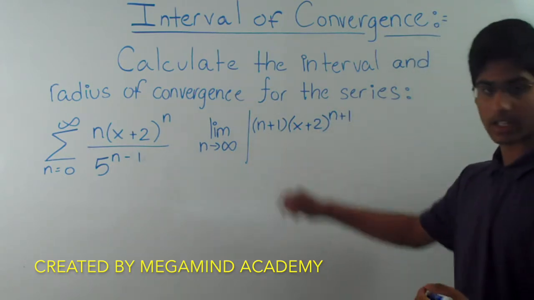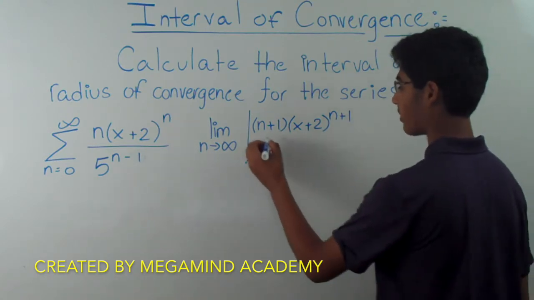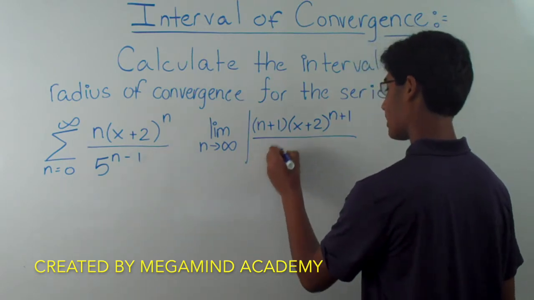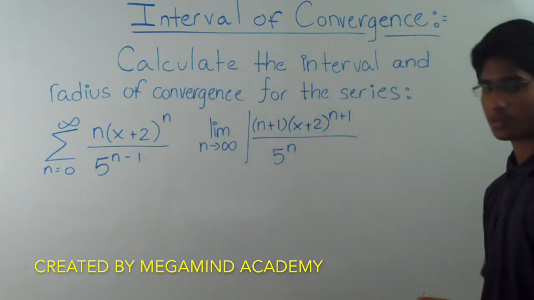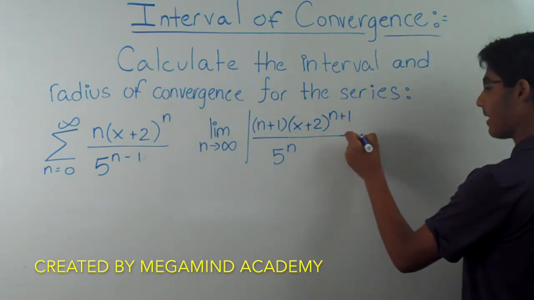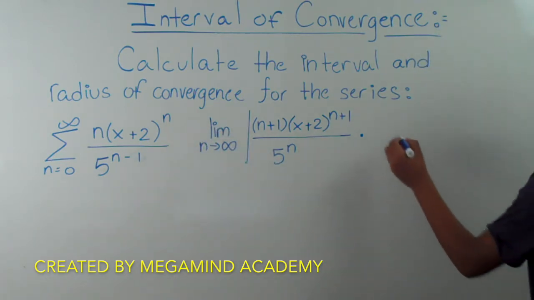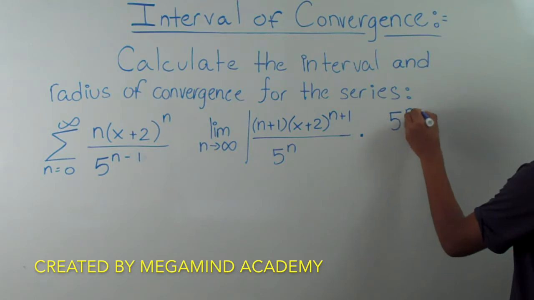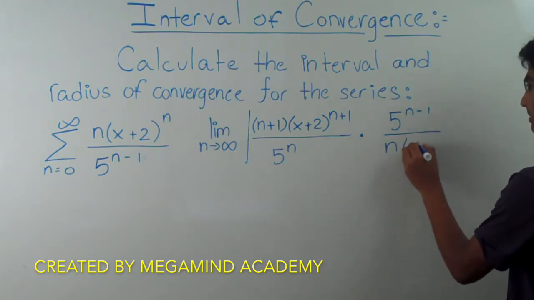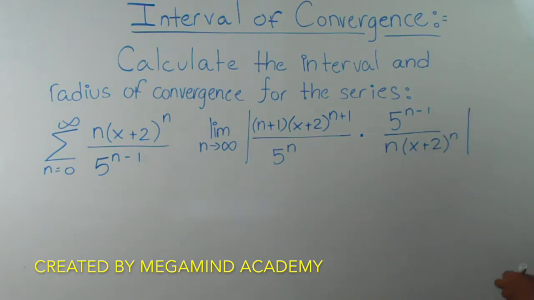Note that n will take the place of k in a sub k plus 1 over a sub k, over 5 to the n power, because n minus 1 plus 1 is n. And you divide by a sub k, or multiply by the reciprocal of this, which is 5 to the n minus 1 power over n times (x plus 2) to the n power. Absolute values closed.